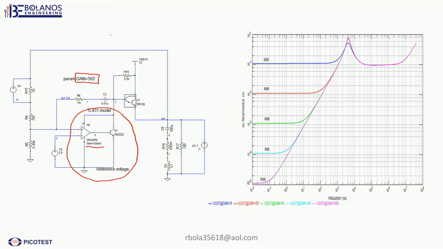Okay, so what I wanted to do was sweep, to change the gain from a gain of 10, which is 20 dB, all the way to 100 dB. So this would be a gain of 10, 100, 1K, 10K, and so on.